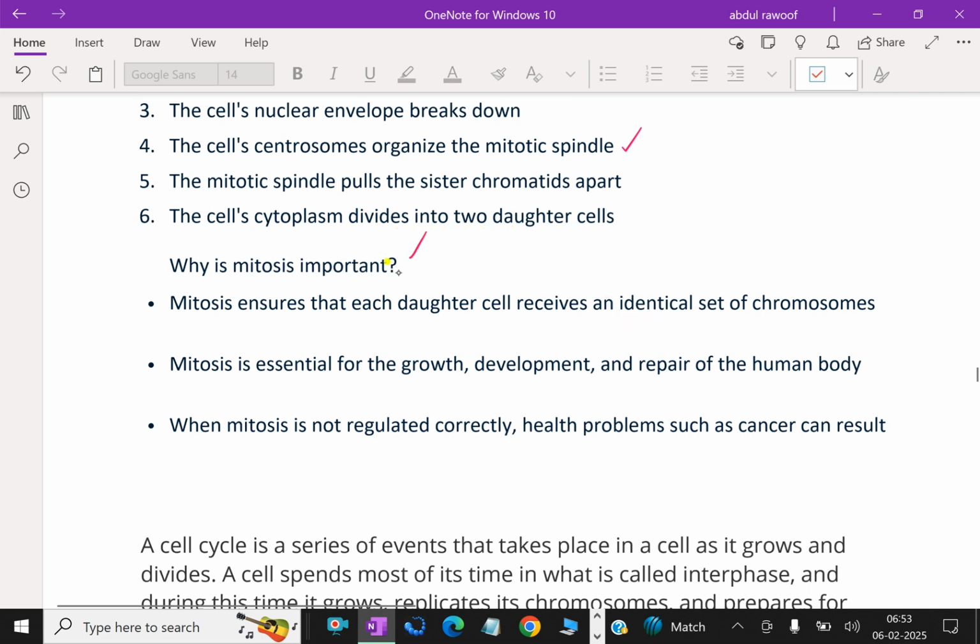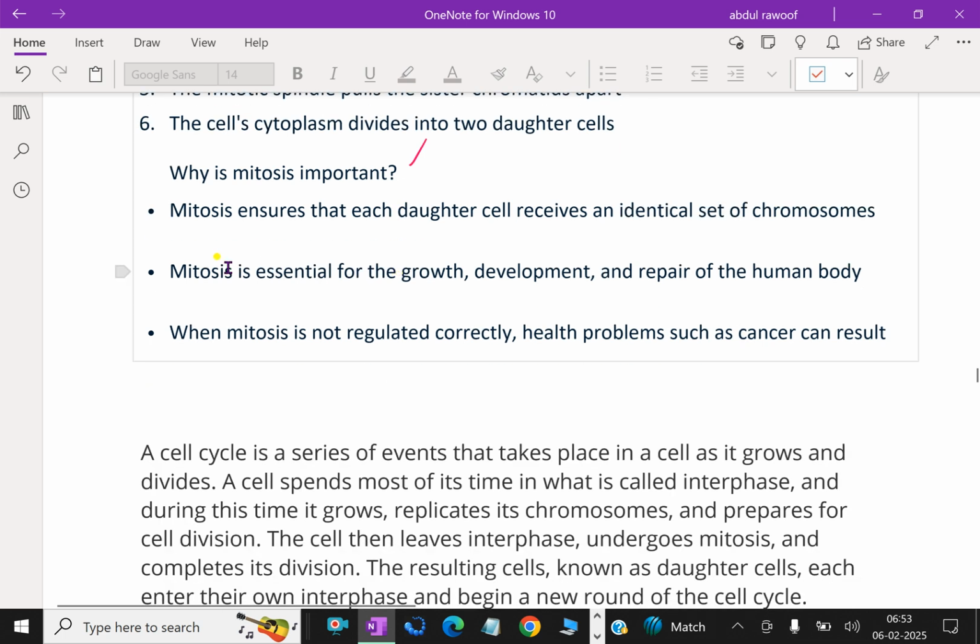Why is mitosis important? This is very important in cell division. Mitosis ensures that each daughter cell receives an identical set of chromosomes. Mitosis is essential for the growth, development, and repair of the human body. When mitosis is not regulated correctly, health problems such as cancer can result.